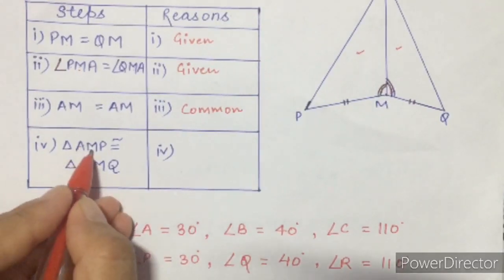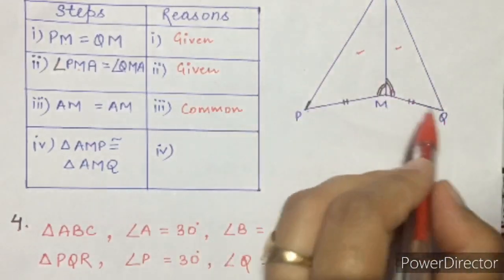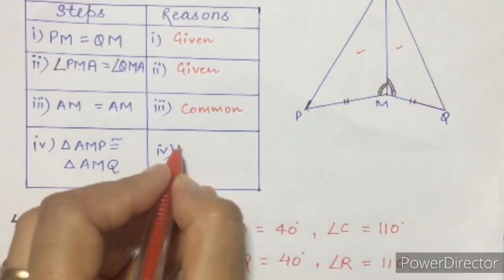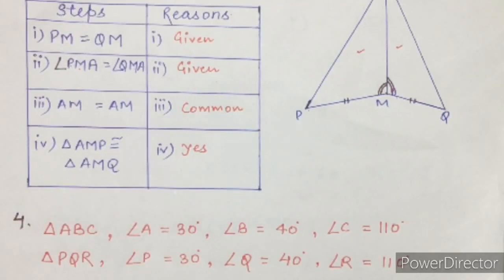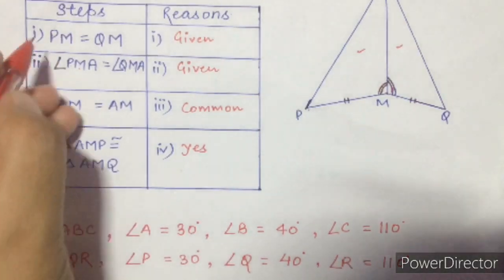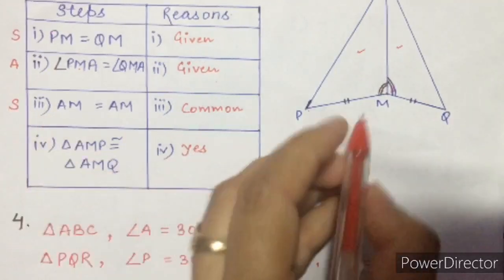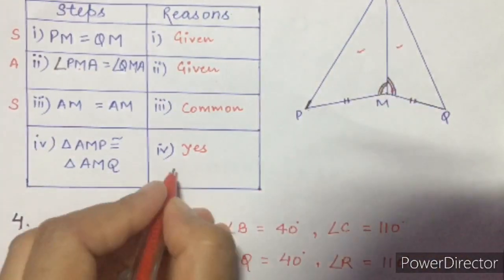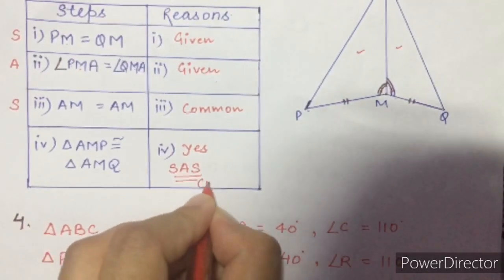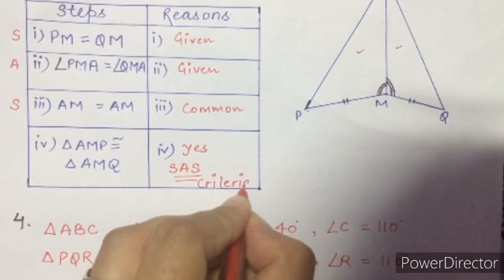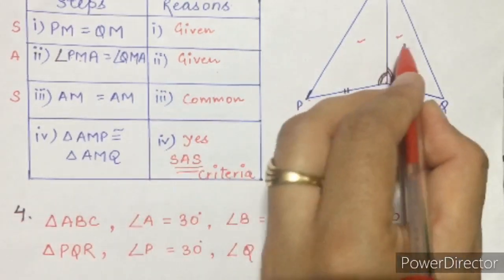Now they are asking, is triangle AMP congruent to triangle AMQ? Yes, both the triangles are congruent. We will write yes, both the triangles are congruent, and they are asking by what condition they are congruent. Here we have taken side, angle, side. By which criteria are they equal? Side, angle, side criteria. This criteria you can use. They are asking which criteria we can use to make them congruent.